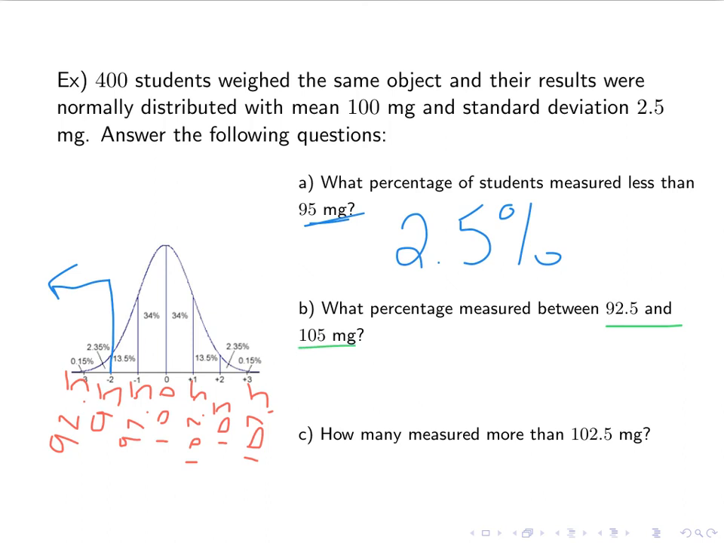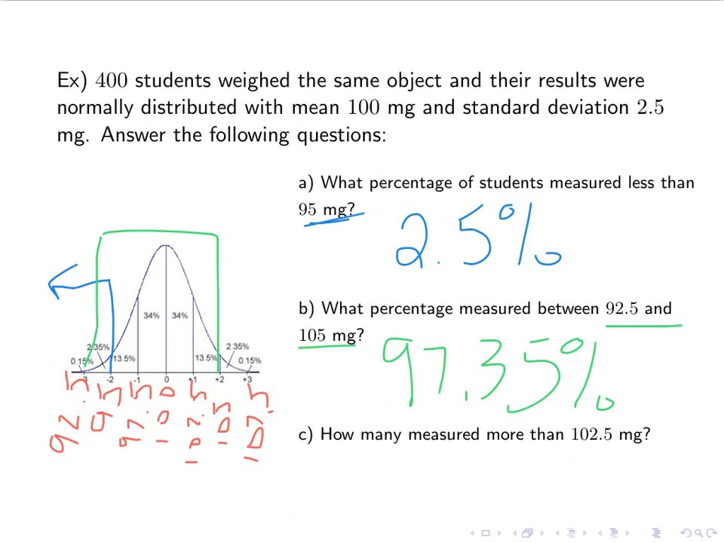For B, I'll do it in green. What percentage measured between 92.5 and 105? So 92.5 up to 105. So that's going to give me the 2.35, the 13.5, the 34, the 34, and the 13.5. Make sure you're not including the 0.15 all the way to the left, because that is numbers less than 92.5. Okay, so I've only got those 5 boxes in the middle, and if I add them all up, I should be getting 97.35.